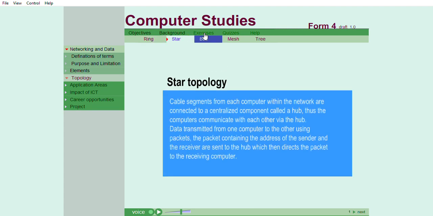Star topology. Cable segments from each computer within the network are connected to a centralized component called a hub. Thus, the computers communicate with each other via the hub. Data is transmitted from one computer to the other using packets. The packet containing the addresses of the sender and the receiver is sent to the hub, which then directs the packet to the receiving computer.